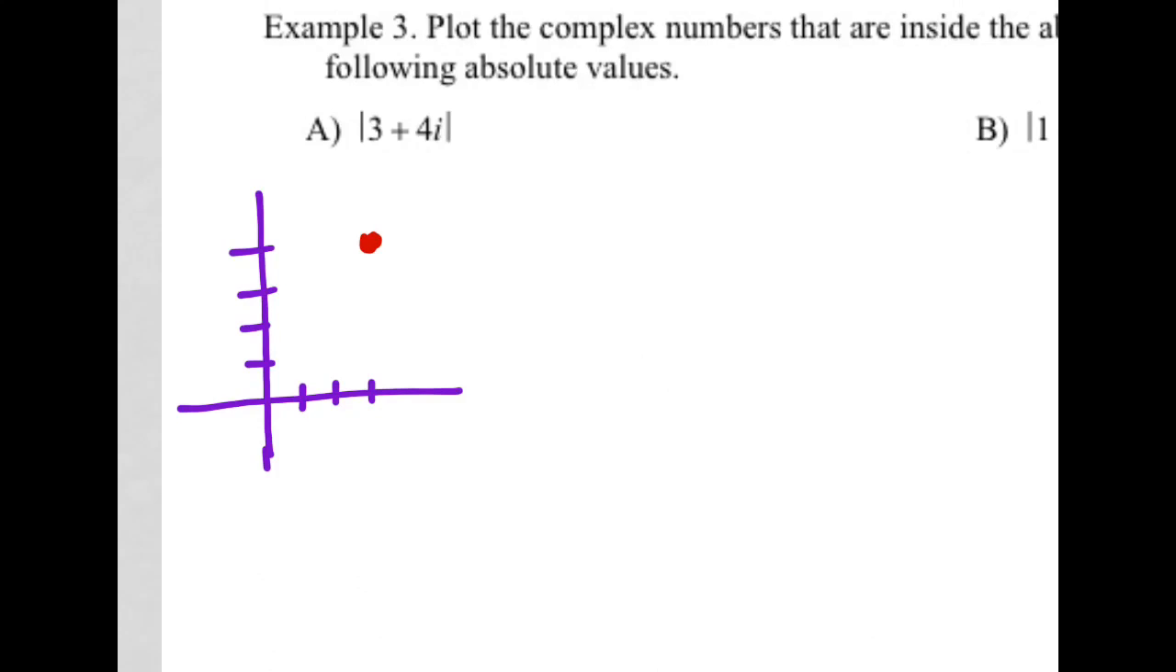And so this number right here is where you would actually plot 3 plus 4i. When we're talking about the absolute value of a complex number, also known as its modulus, we're talking about the distance to the origin. So we're talking about this length right here. And that's actually how distance is defined always. Even along the real number line, it's distance to the origin.